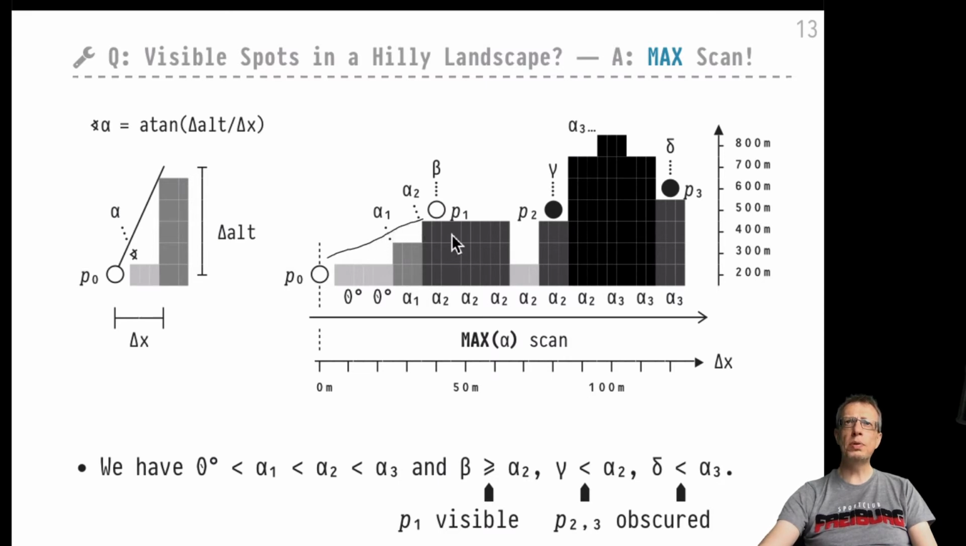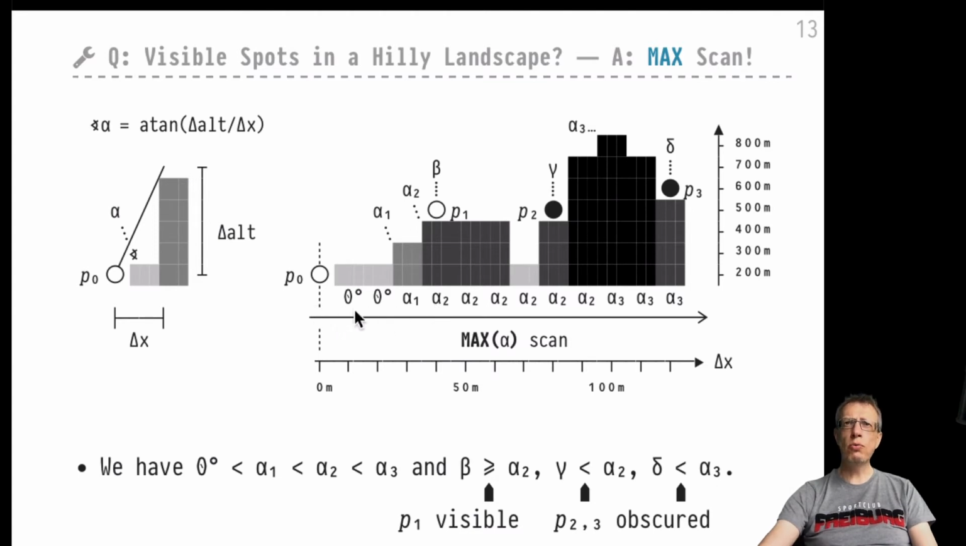And we would continue to compute viewing angles. For example, the point P1 would have a viewing angle of alpha 2. It would have a viewing angle of beta at this particular point. P2 would have a viewing angle of gamma, and P3 would have a viewing angle of delta. And the rule for visibility is very simple. A point is visible if the viewing angle it's associated with, beta for example, is at least as large as the largest angle that we have seen so far on our walk from left to right.